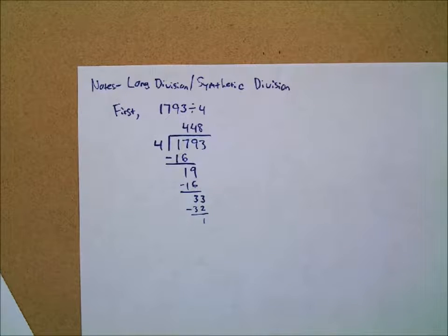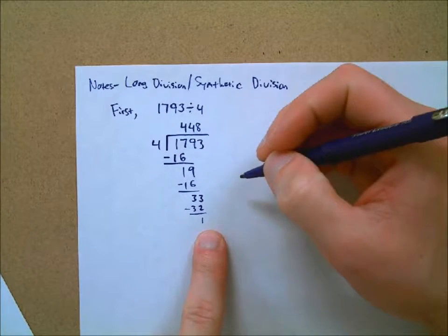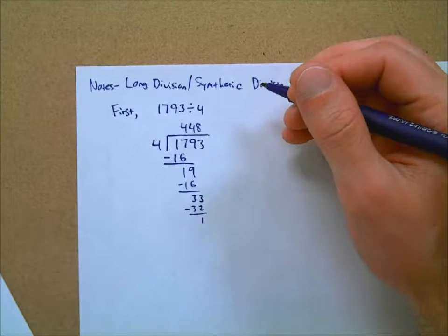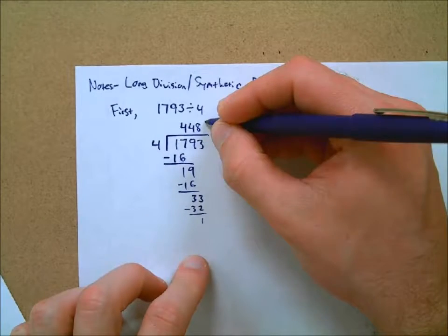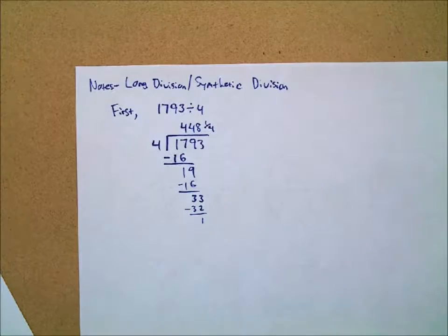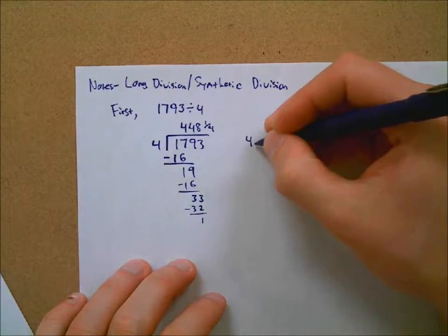Option 1, we can come up with a remainder here. So what is the remainder of this problem? 1, right? And if we want to make it a fraction, it's 1 over what? 4, right? Because this 1, of all the stuff that we've divided so far, has not yet been divided by the 4. It's still remaining to be divided by the 4. So we could say 48 and 1/4, or 48.25.